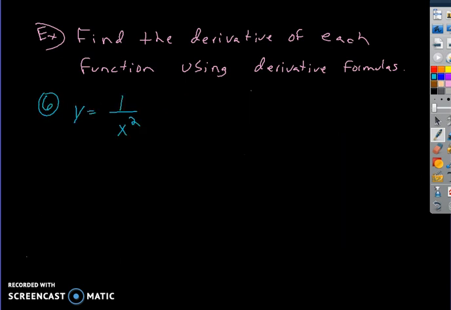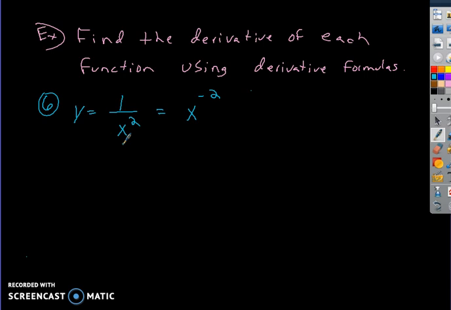All right, let's consider this one. It says y equals 1 over x squared. You might think it's quotient rule. Yeah, you could try the quotient rule with this one. It should work. However, if you think about this a different way, this is the same thing as x to the negative 2. Y equals 1 over x squared is equal to x to the negative 2.